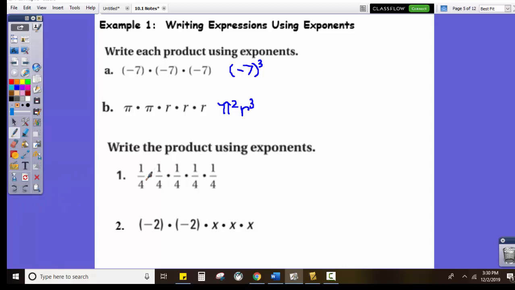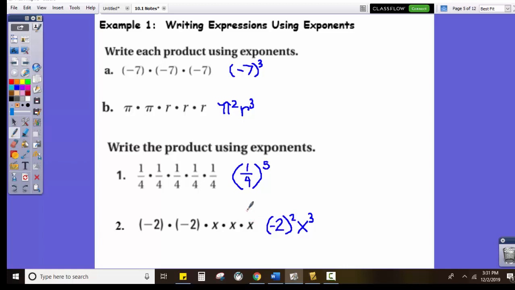Couple more examples. I have 1/4, 1, 2, 3, 4, 5 times. So I'm going to put 1/4, and I'm going to put that in parentheses because I want that whole fraction to the 5th power. Sometimes if you don't put the parentheses, it looks like you're just putting 1 to the 5th divided by 4. So make sure you put the fraction in parentheses. And then number 2, -2 times -2. So that's -2 in parentheses to the 2nd power, and then x is x times x times x, so 3 times. So I'd have x to the 3rd power.